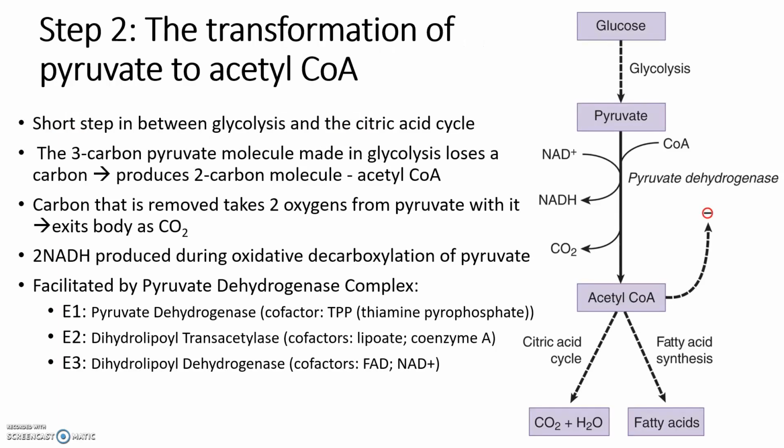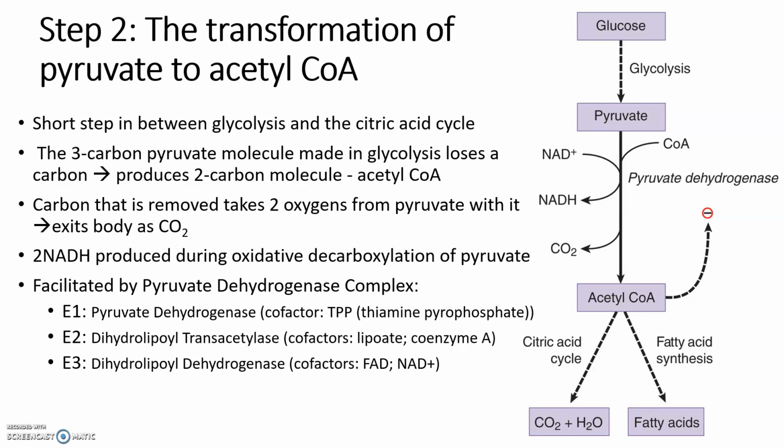Step 2 is going to be the transformation of pyruvate to acetyl-CoA. This is just a short step in between glycolysis and the citric acid cycle. The 3-carbon pyruvate molecule made in glycolysis is going to lose a carbon, which will produce a 2-carbon molecule known as acetyl-CoA. This is diagrammed over there to the right, and you can also see that a carbon is removed and takes 2 oxygens from pyruvate with it, which is going to result in CO2 exiting the body.